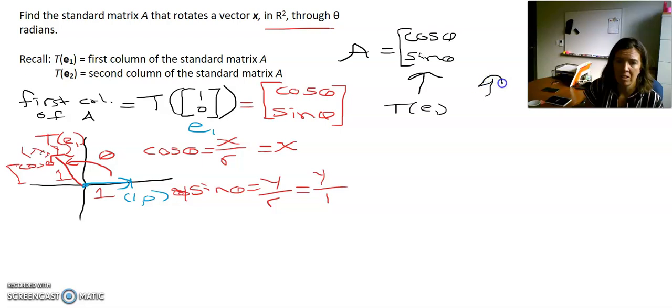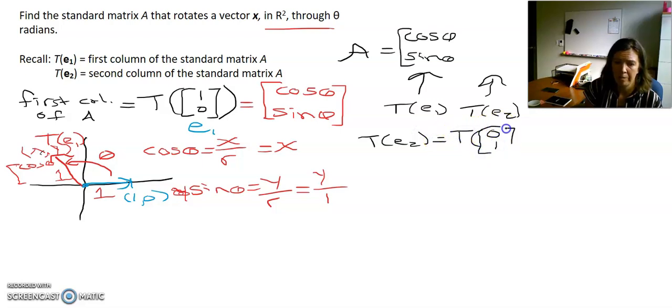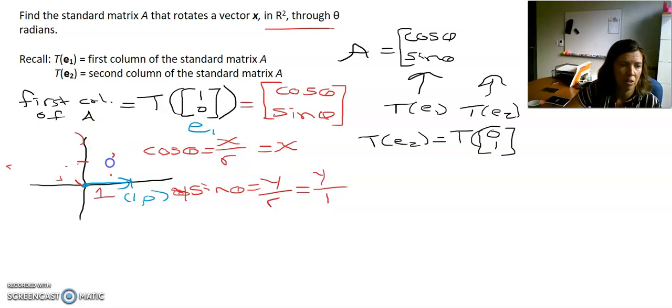Okay, so we can get the second column by finding T of E2. And that one gets a little bit more complicated. But so T of E2, let's see if I can write it down here. That's T of (0, 1). So let me erase a little bit of what's over here. We're going to do something similar, but we have to instead start at the point (0, 1), so 1 unit out on the y-axis.